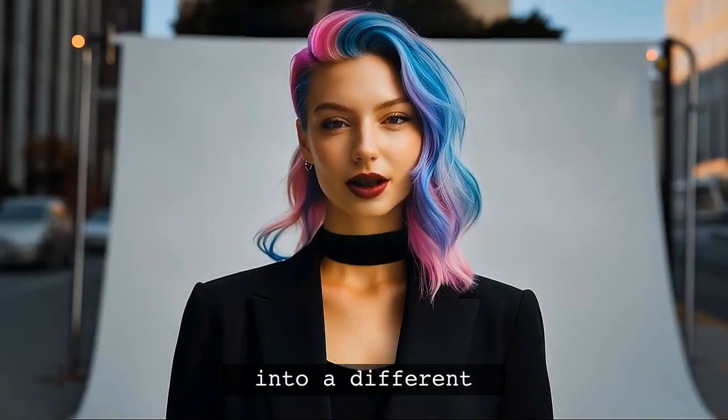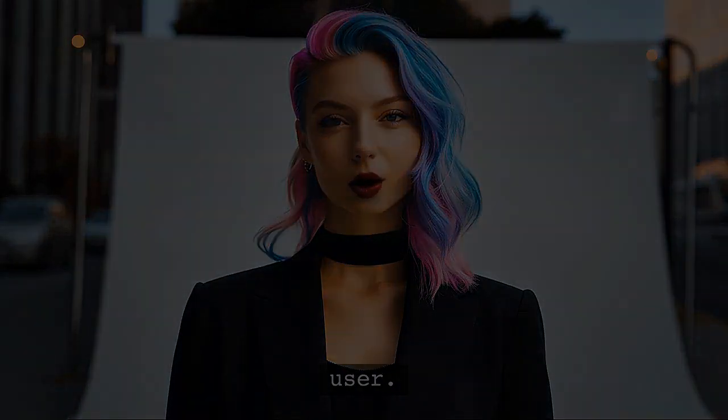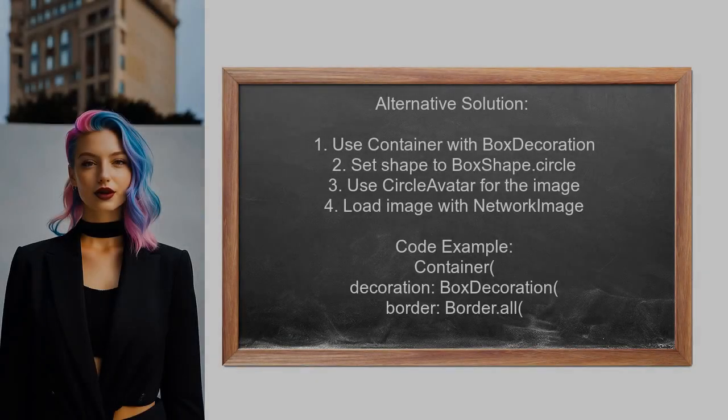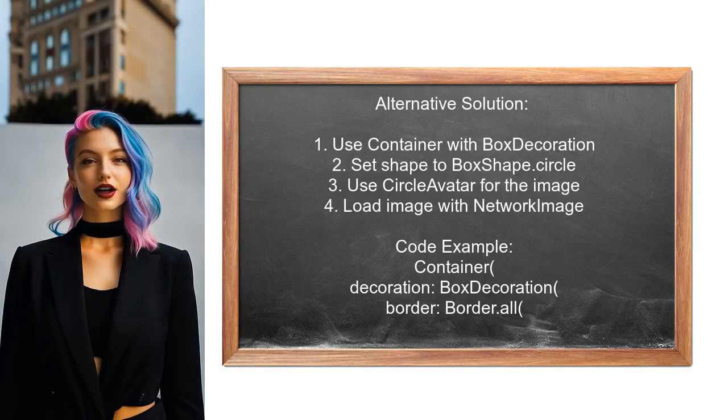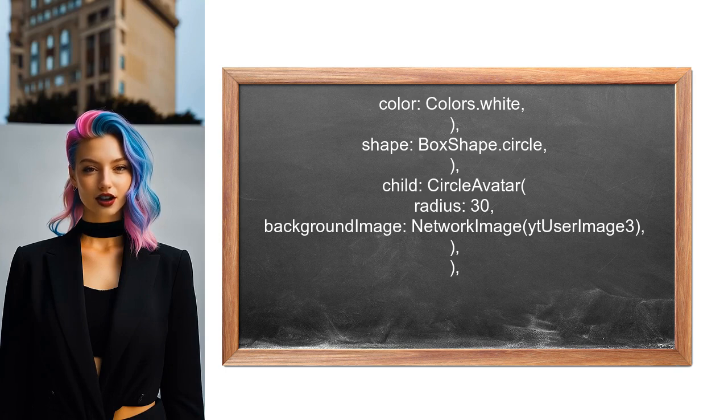Now, let's dive into a different answer from another user. An alternative solution involves using a Container with a circular shape. They suggest creating a CircleAvatar to display the image from a network URL. This approach includes a white border around the circular image.